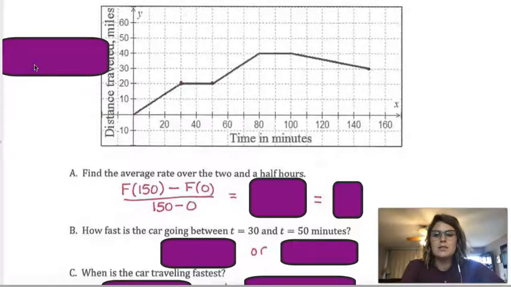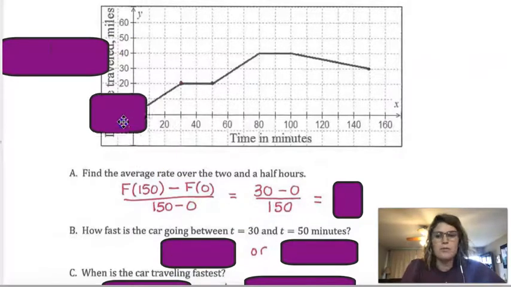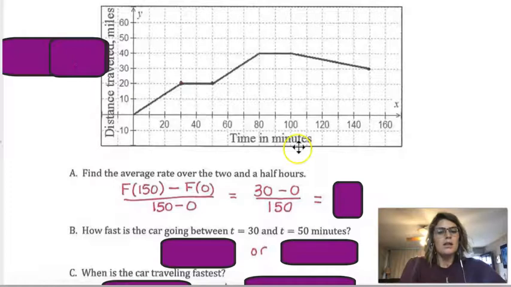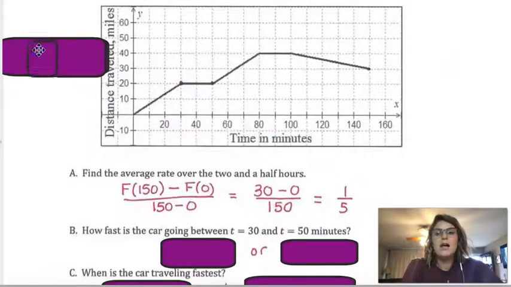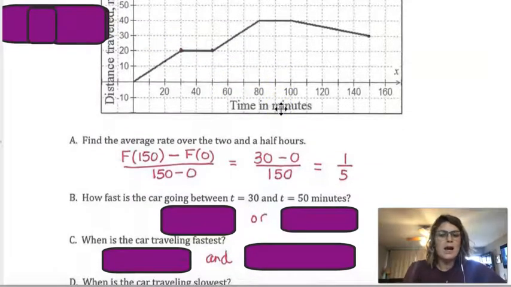So it says, we plug it in. This is AROC, of course. Then we'll get 30 minus 0 over 150, and that gives us 1/5. So our average rate over the 2.5 hours is 1/5. But now we're going to see how fast the car is going. So in miles per hour.